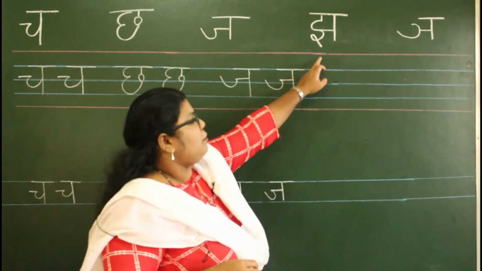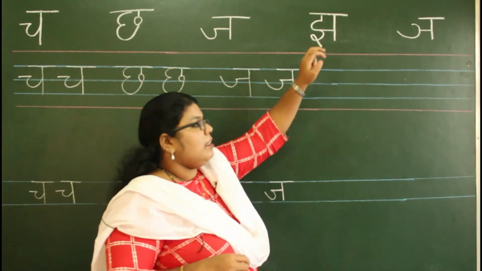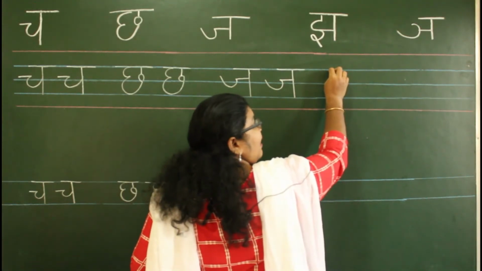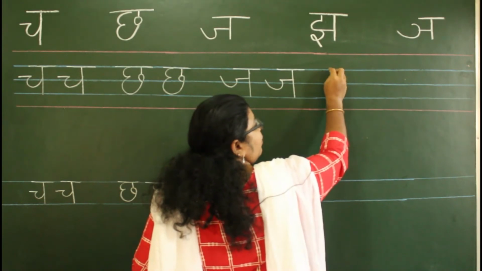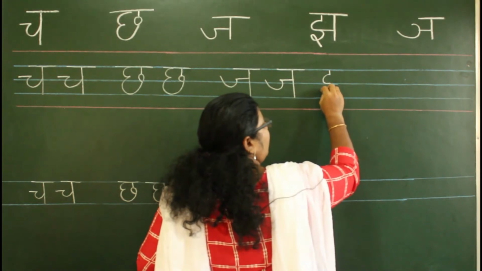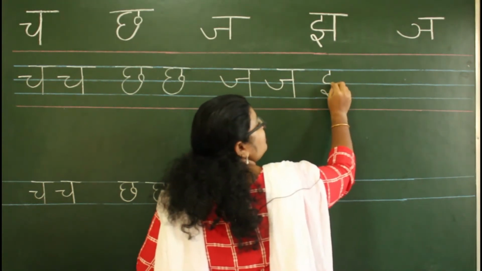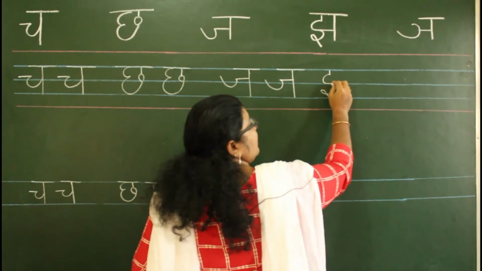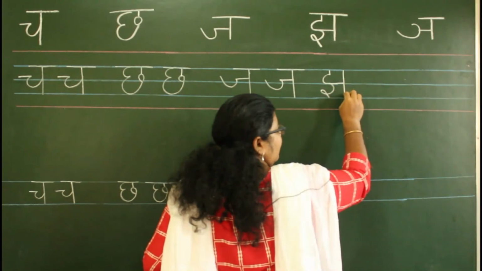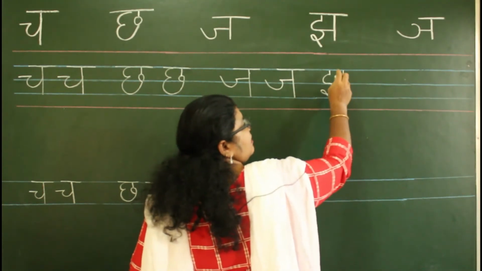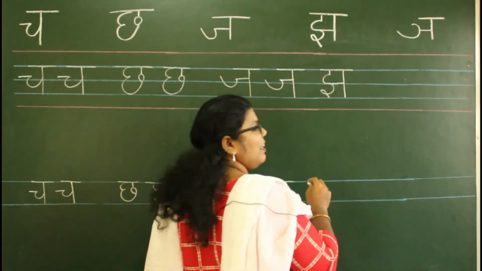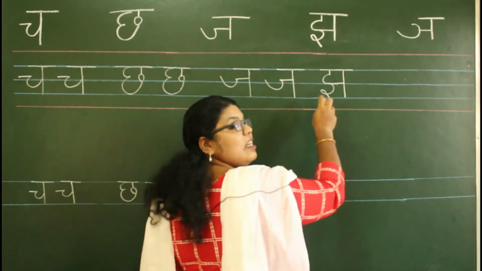Now let's see how to write letter Jha. You know how to write letter E, right? Yes? Very good. Now write letter E. Then draw a sleeping line from the middle of this E. Then a standing line touching this sleeping line. Then on the top, a sleeping line. This is how we write Jha.